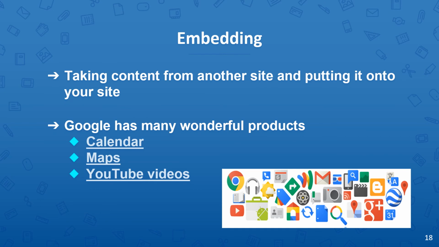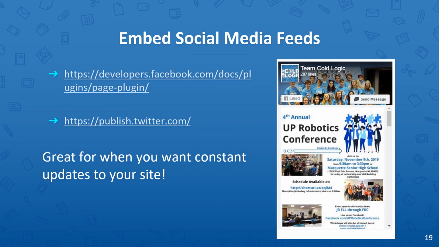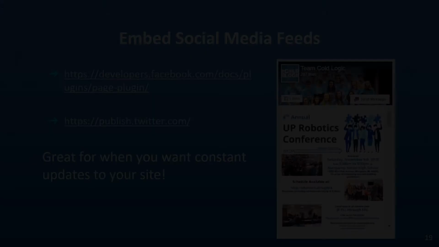Once you have the basic information in, you want to start embedding things onto your page. Embedding is taking content from another site and putting it onto your site. Google has many products you can do this with, such as your team's Google Calendar with your meeting time and events, a Google Map with directions to your meeting place, and team YouTube videos. You may also want to embed your team's social media pages. This is a great way to get constant updates to your site.